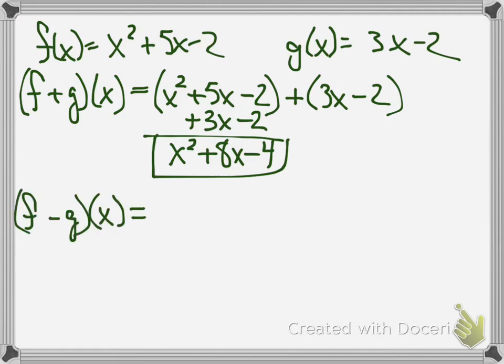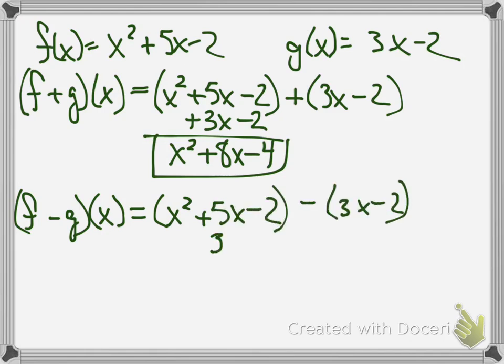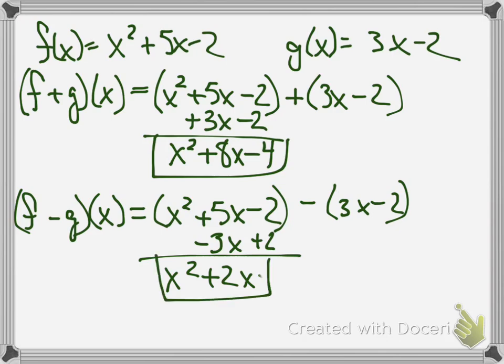F minus g of x. Same thing, but this time as I move them under, I'm going to change the signs. So that becomes minus 3x, and that becomes a plus 2. Okay, x squared, then 5 minus 3 is 2x. And then negative 2 plus 2 is 0, which I don't need, so I can just get rid of that. My answer is x squared plus 2x when I subtract. Pretty simple, right? All you've got to do is add or subtract. It's combining like terms.